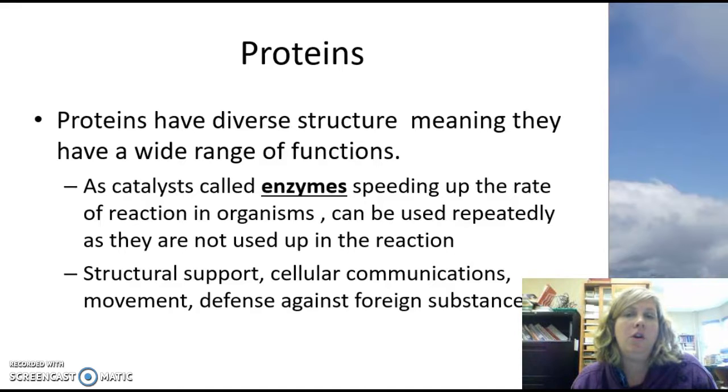As catalysts, called enzymes, they speed up the rate of reaction in organisms. They get used repeatedly as they're not used up in the reaction. This is probably the most important function of proteins. Secondarily, they are also used for structural support, cellular communications, movement, and defense against foreign substances. Proteins are super important molecules, as we'll see.